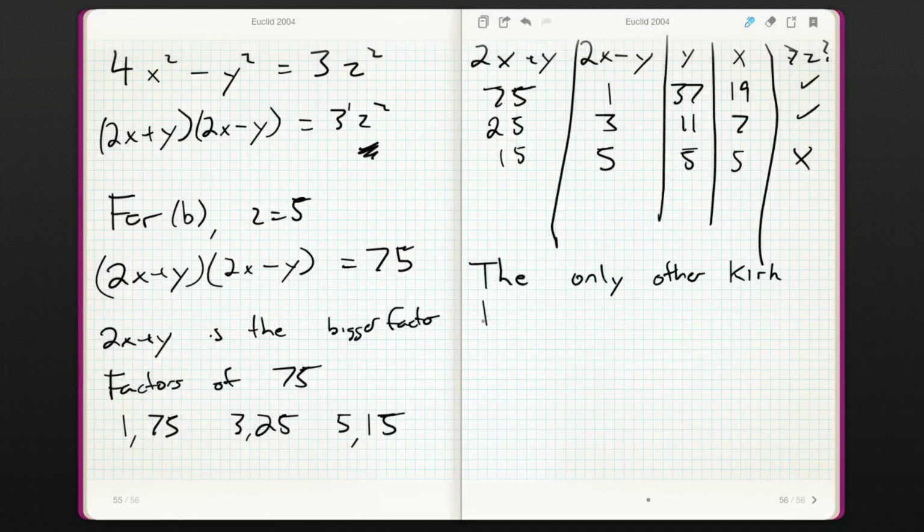So the only other Kirk triplet with z equals 5 is 19, 37, and 5. Okay, and that is a wide triangle. Okay, so that does B, and we learned a lot about Kirk triplets in the process, so hopefully, I'm just hoping here, C will go a little smoother.